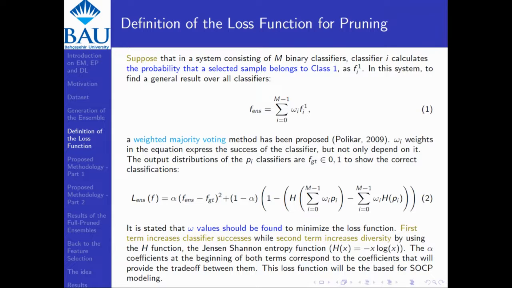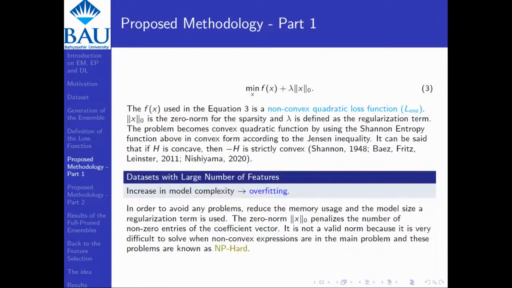We can define our loss function of the ensemble in the second equation. We should find the w values to minimize this loss function. In this equation, the first term increases the classifier success, while the second term increases the diversity with the Jensen-Shannon entropy function. And the alpha coefficients of both terms provide the trade-off between them. So this loss function will be the base for second-order conic modeling.